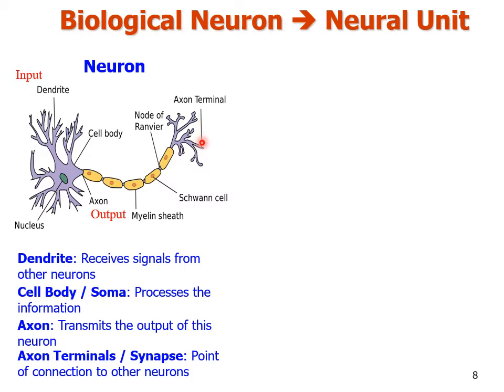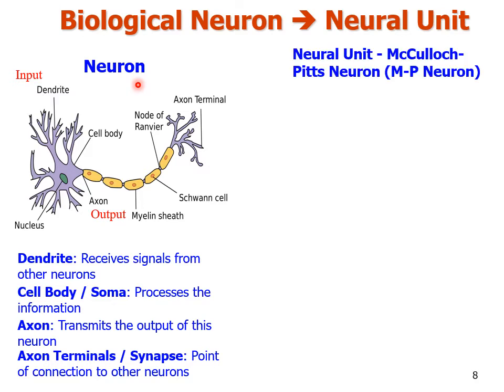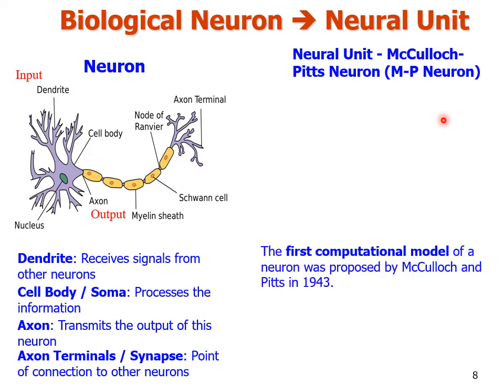This biological neuron is simulated by a neural unit, and that is known as the McCulloch-Pitts neuron, or simply MP neuron. This is the first computational model of a neuron, and it was proposed by McCulloch, who was a neurologist, and Pitts, who was a logician, in the year 1943.